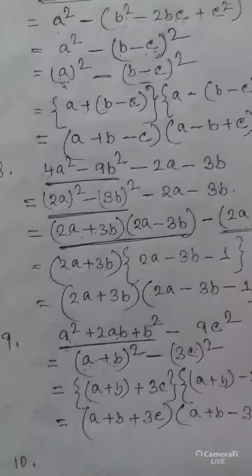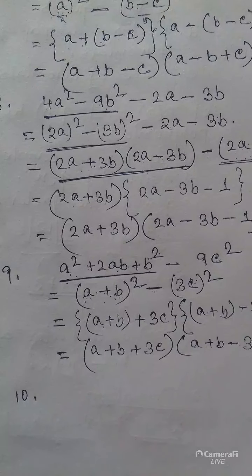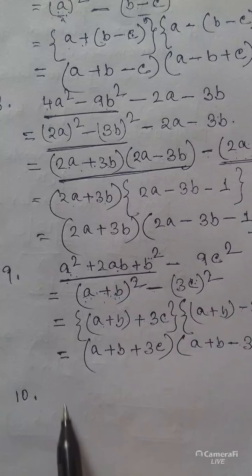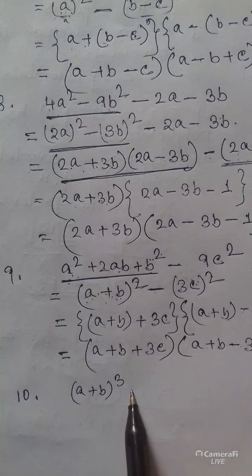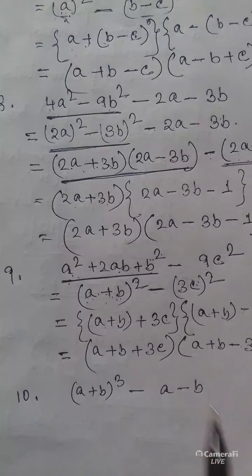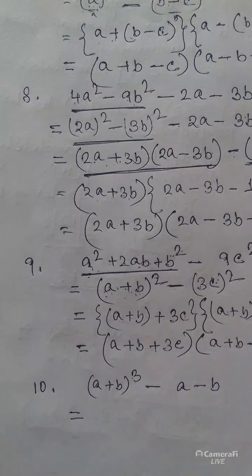Now next. (a + b)³ − (a + b). Another type of math. This is (a + b) whole cube. This is the form of a cube, but we have to change it into square format, meaning a difference of two squares.